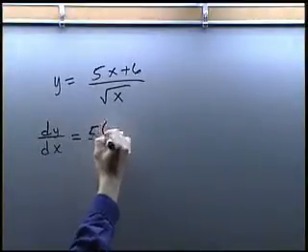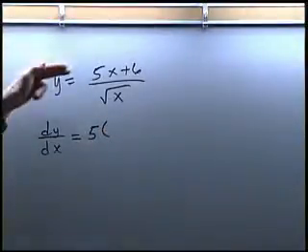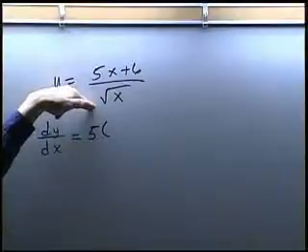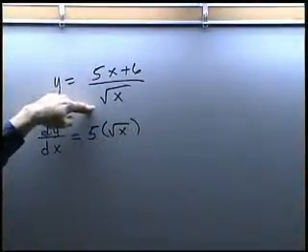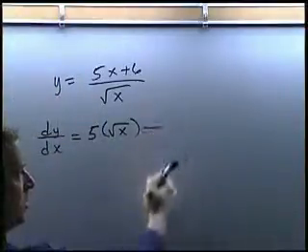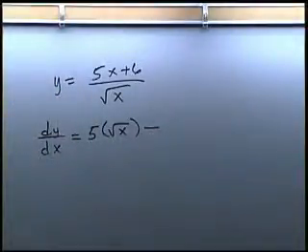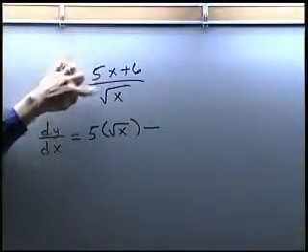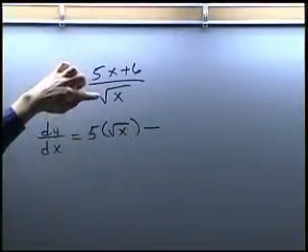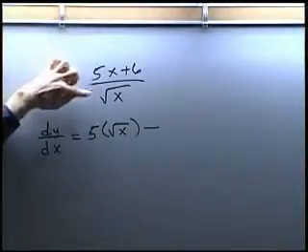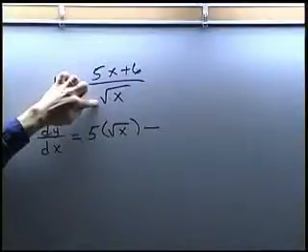5. Times, I multiply the derivative of one times the actual function on the other one. So 5 times square root of x. Okay, minus, now what? Kind of switch the order of our derivatives, right? Okay, so I took the derivative of the top times the bottom. Now I need to take the derivative of the bottom times the top. Okay, so what's the derivative of the square root of x?